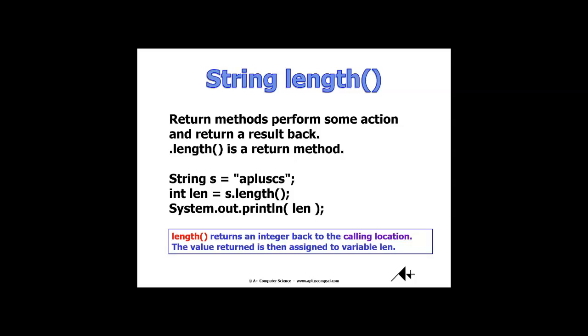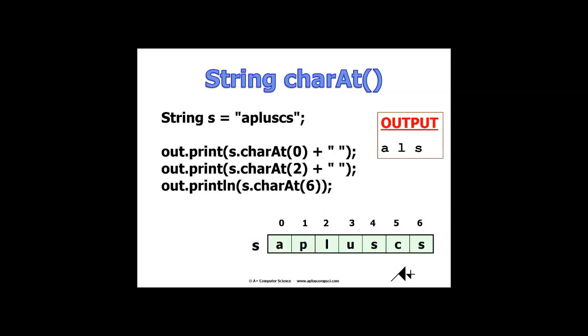You can store the value returned by a return method in a variable, or you can just directly print it out, whatever works. Here's the charAt method. The charAt method goes to a provided index, position, spot and gets you the character stored in that position.